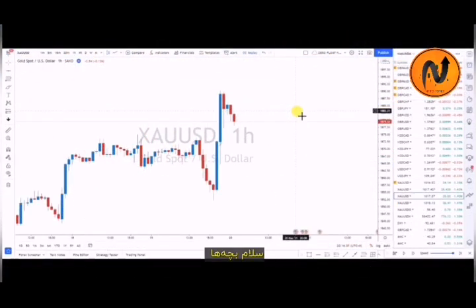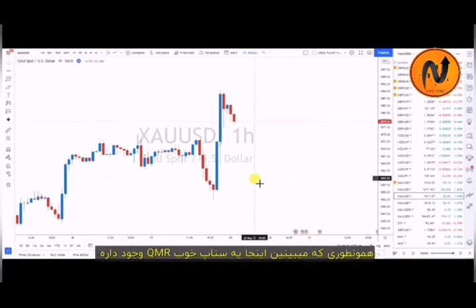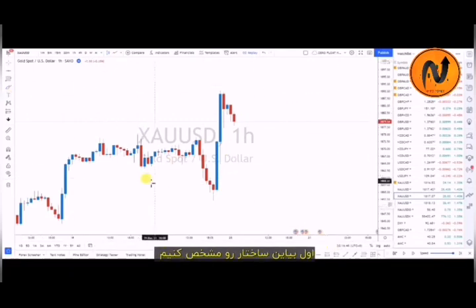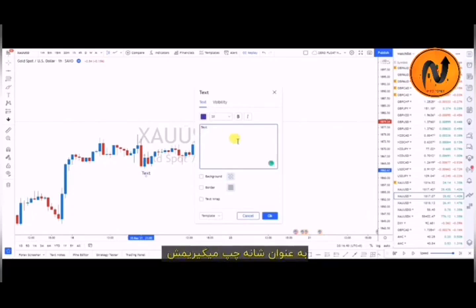Hi guys. So here's another example of the XAU USD for QMR setup. As we can see here, there is a potential QMR setup. So let's mark the structure first. Mark this as a low. I will take this as a left shoulder.